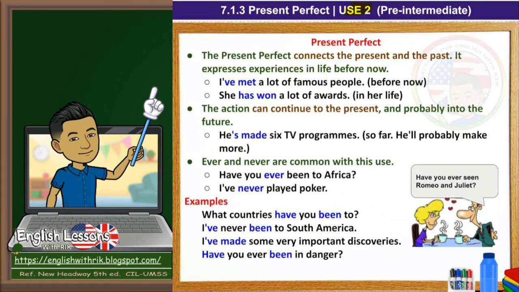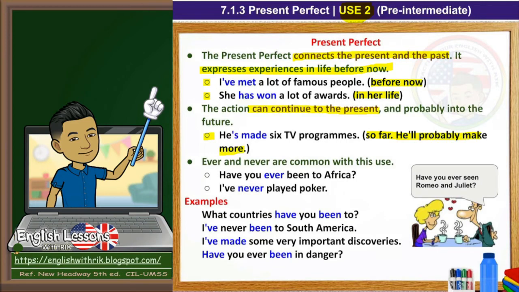The present perfect connects the present and the past. It expresses experiences in life before now. I've met a lot of famous people. She has won a lot of awards. The action can continue to the present and probably into the future. He's made 6 TV programs.